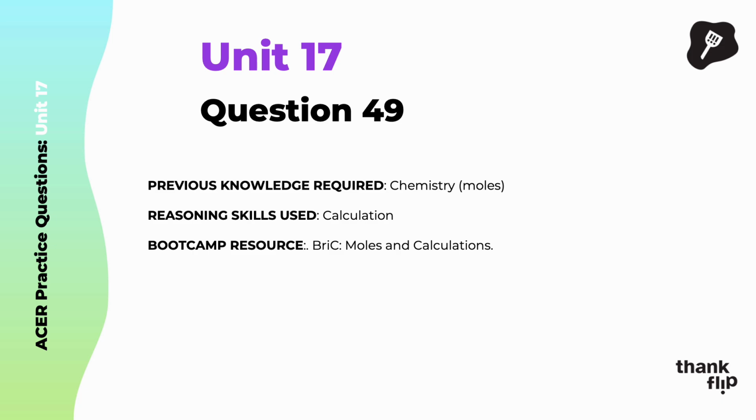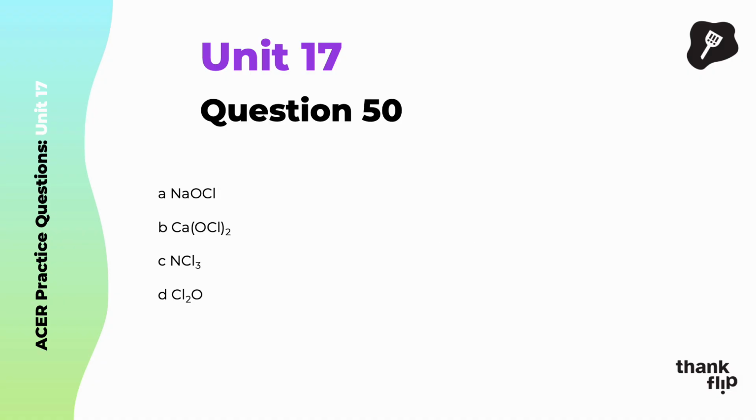This question required the prerequisite knowledge of that formula C1V1 is equal to C2V2. The reasoning skills used here are just basically calculations, and you can find information about this on our bootcamp, on the bridging course, moles and calculations. And then we also have an acceleration class on calculations and formulae to get that speed up as well.